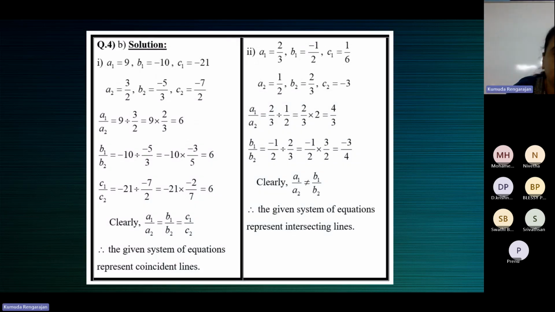Write down, children. Steps are very important. See how it's presented. You should write out the values of A1, B1, C1, A2, B2, C2. Then you must find A1 by A2, B1 by B2, and if needed, C1 by C2. Then look at the ratios and then comment.